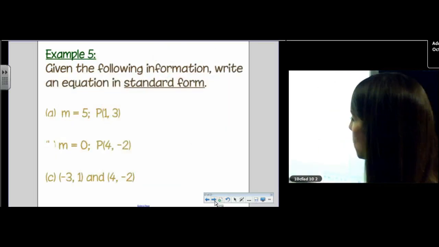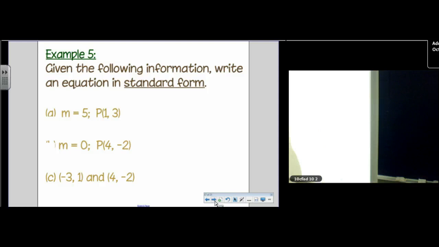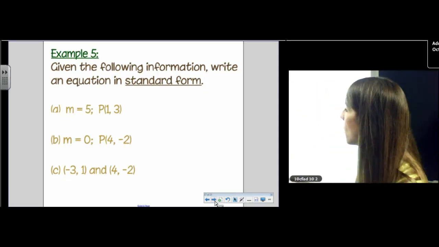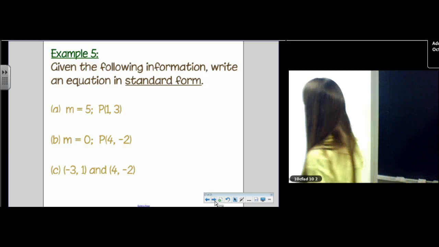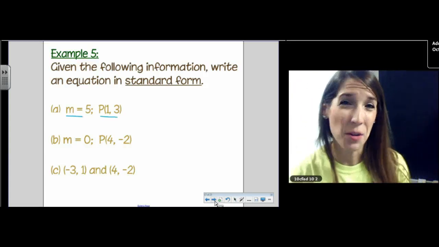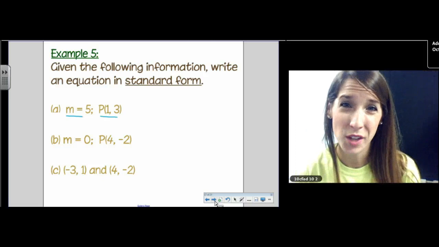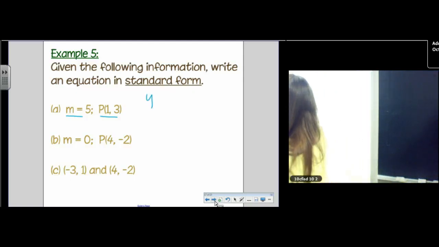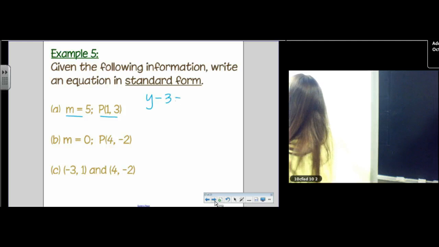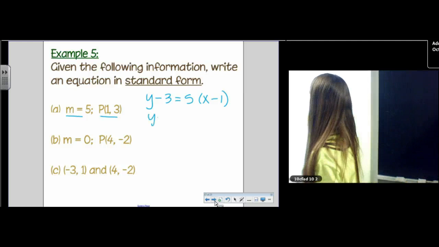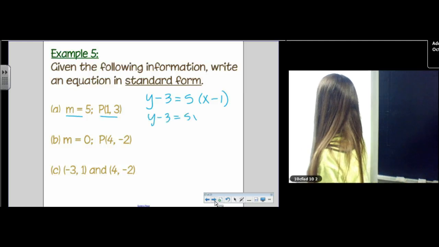Here's some more standard form ones. Okay, now I'm given a slope and I'm given a point. So that means I should probably use point-slope form. Okay? So y minus y1 equals m times x minus x1. y minus 3 equals 5 times x minus 5.